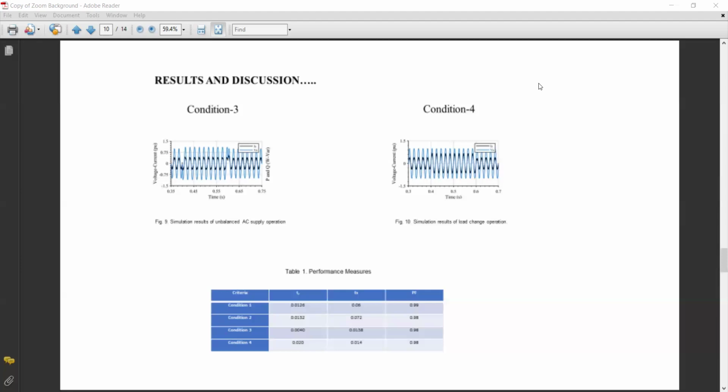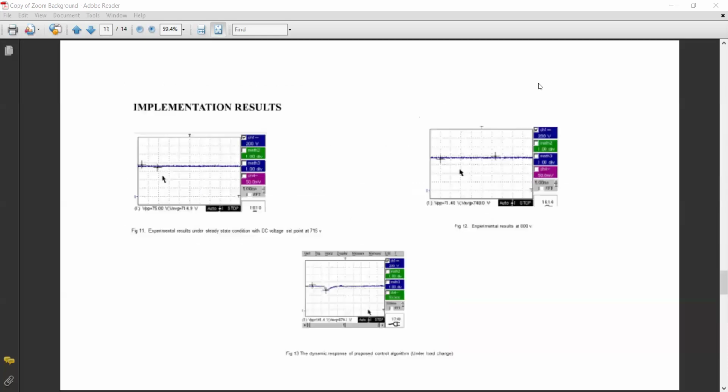Coming to the implementation results, the validation of the simulation study occurs through examination on a three-phase active rectifier laboratory setup. In the initial investigation, the steady state performance of the proposed method is assessed, and experimental outcomes under various DC voltage set points are depicted in figure 11. In figure 12, the examination is done at two voltage set points, 715 volts and 800 volts.